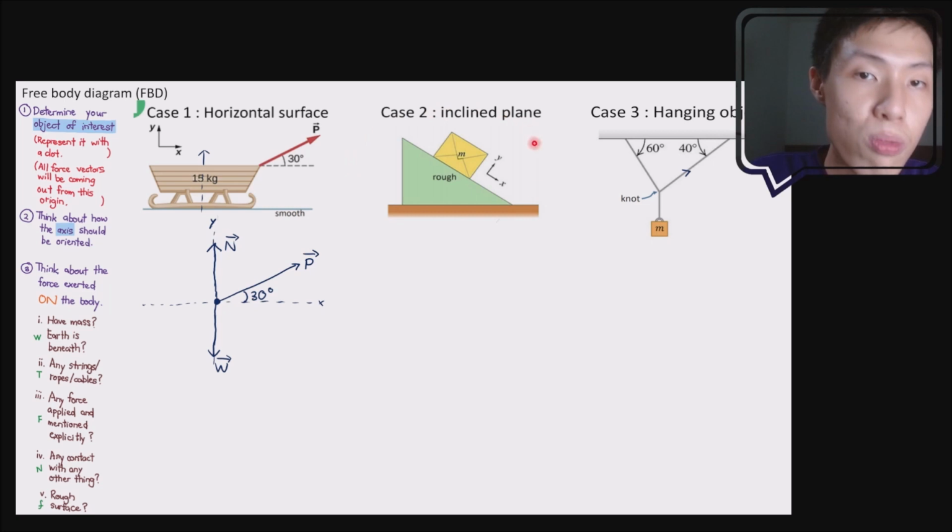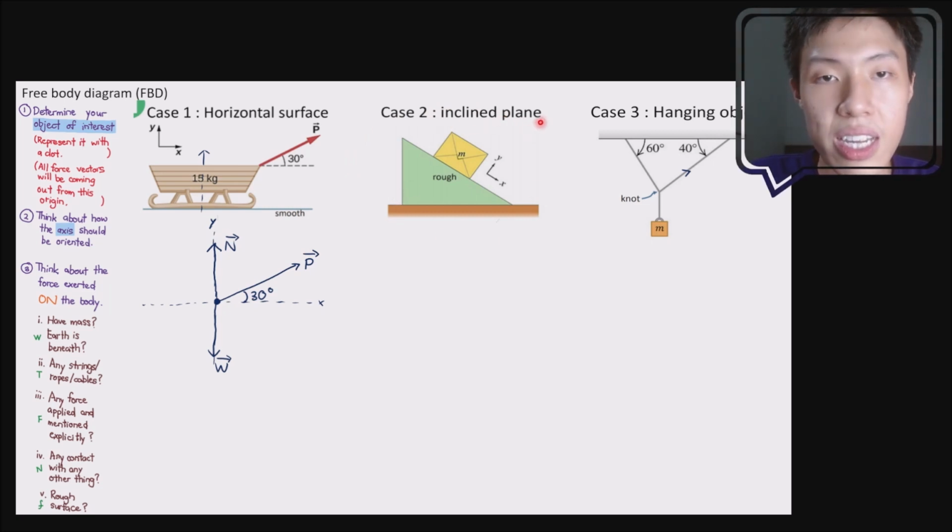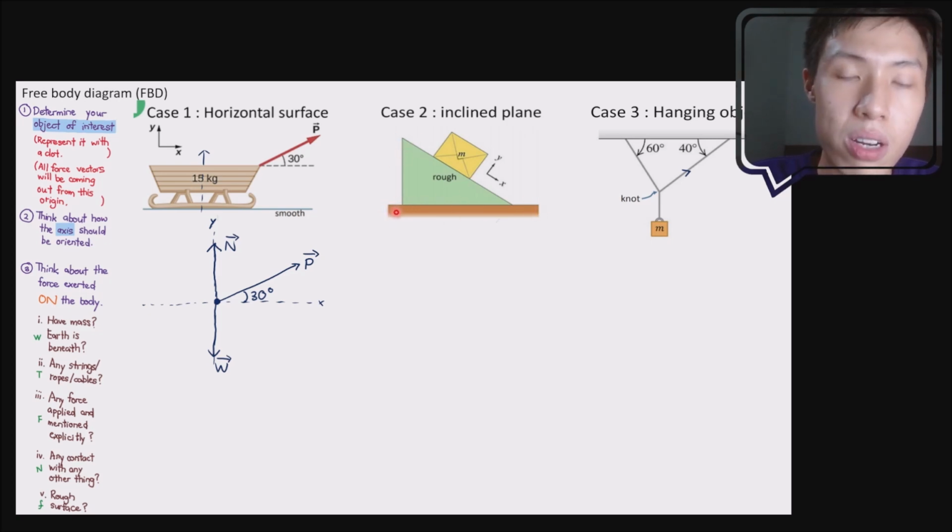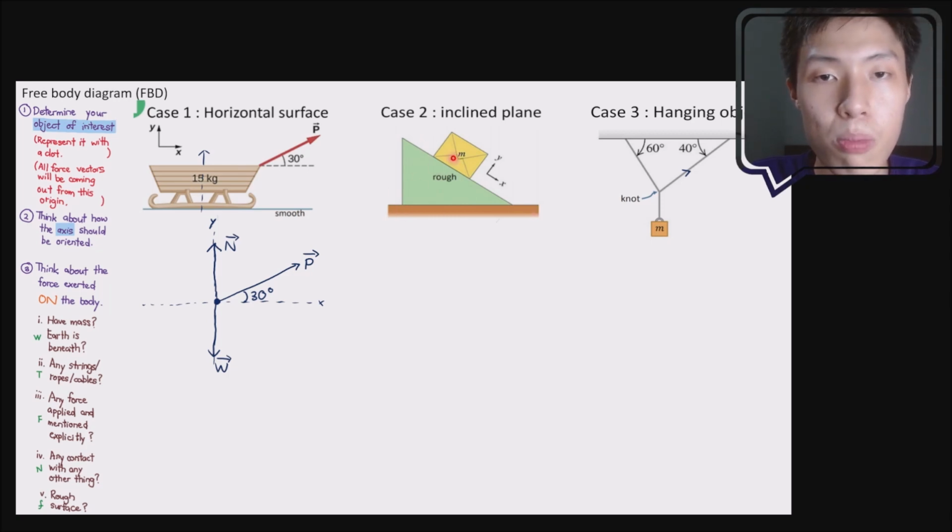Okay, so now let's move on to the second situation, which is an inclined plane. So over here you have 3 objects. You have your table. Then on the table you place a triangular object, something like a triangular block. Then on top of the triangular block you place something like a parcel. Okay, so you have 3 objects over here. So which one will be your object of interest? The first question, which one is your object of interest?